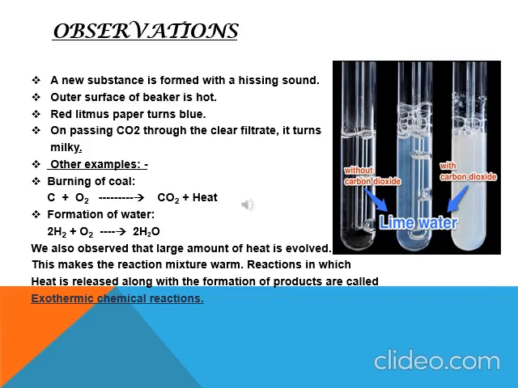Then after that, when you blow your air into this clear filtrate solution in the test tube, it will turn milky. What will happen on passing the CO2 through the clear filtrate? It turns milky. Why does it turn milky? Because a new compound gets formed when we mix it with the calcium hydroxide. This clear filtrate is calcium hydroxide, Ca(OH) whole twice.